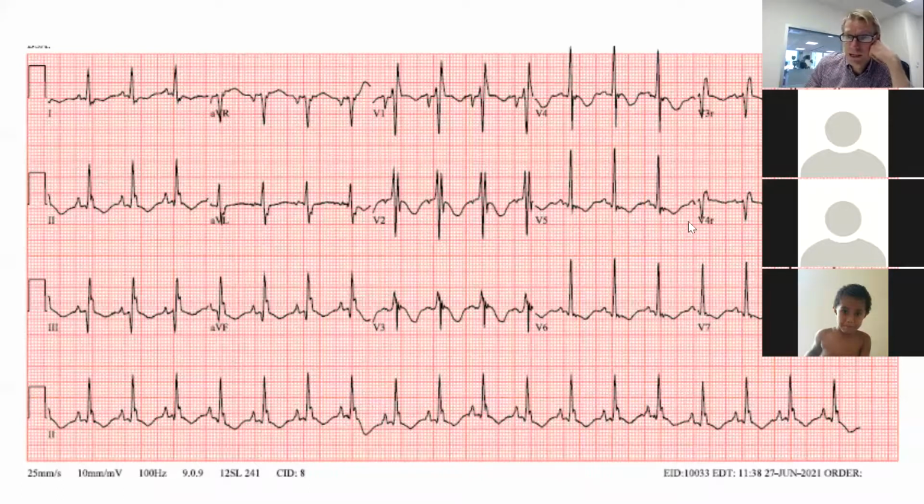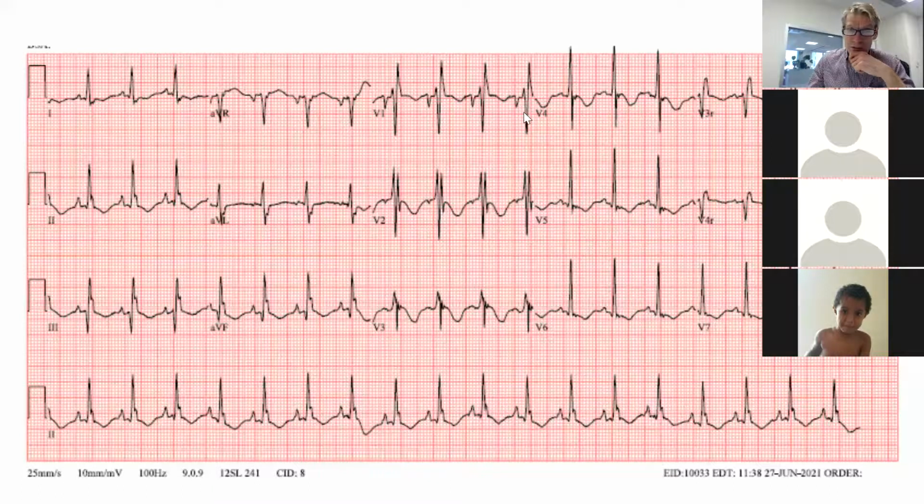If the RSR pattern had been in lead 5, then it would have suggested a left bundle branch block. This is lead 5 here, and there's no RSR pattern. So it suggests that there's not a left bundle branch block, but there is a right bundle branch block, okay? And so that's the main thing that this ECG shows us. The heart rate's 115. It's in sinus rhythm, but there's a right bundle branch block or a delayed conduction through the right ventricle.